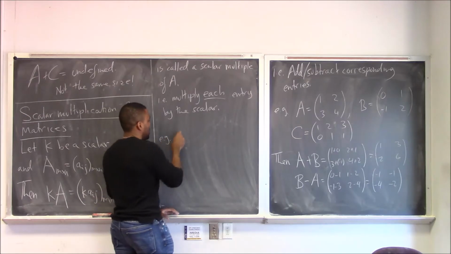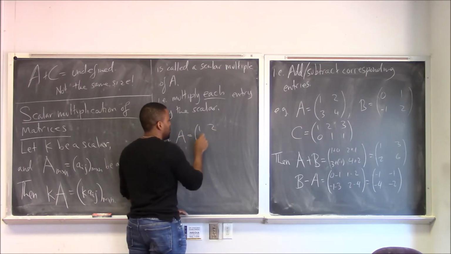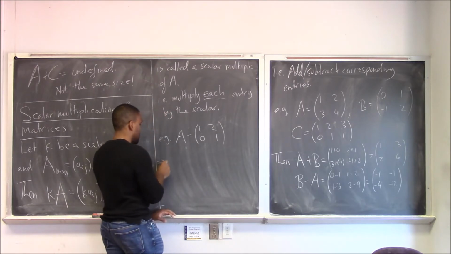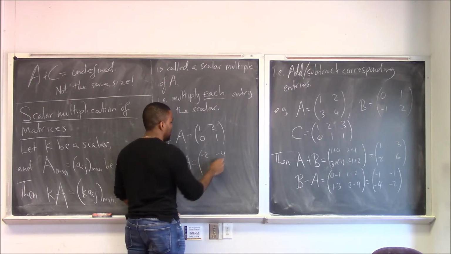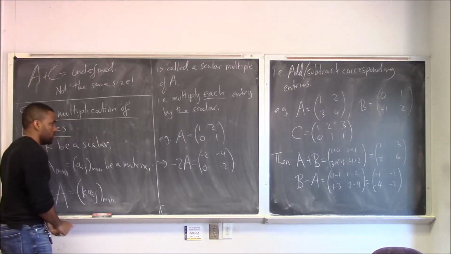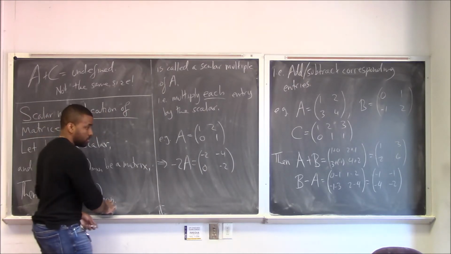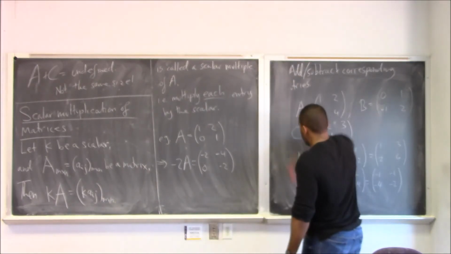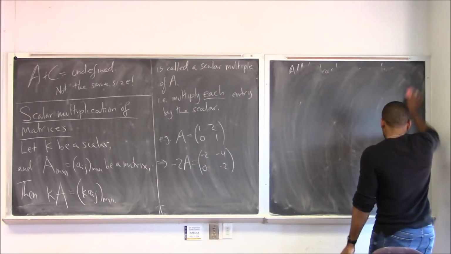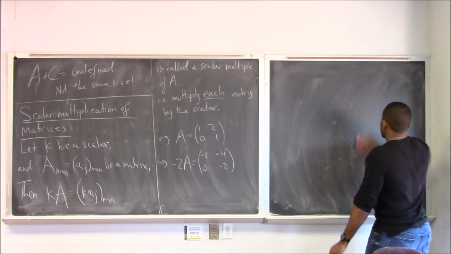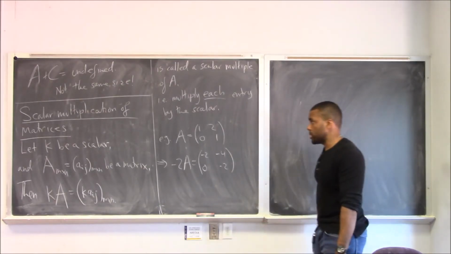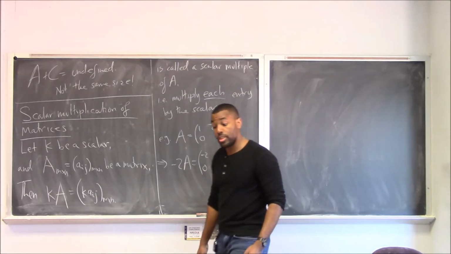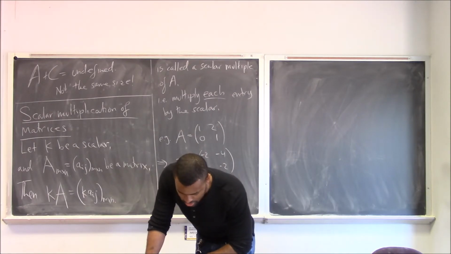Example, A is equal to 1, 2, 0, 1. Then that means if I take minus 2A, that will be minus 2, minus 4, 0, minus 2. So that's a scalar, this is a number. In this class, unless otherwise stated, the scalars are always going to be real numbers, but there are contexts in which they're not. They just have to belong to a field, which is again another generalization of the real numbers.